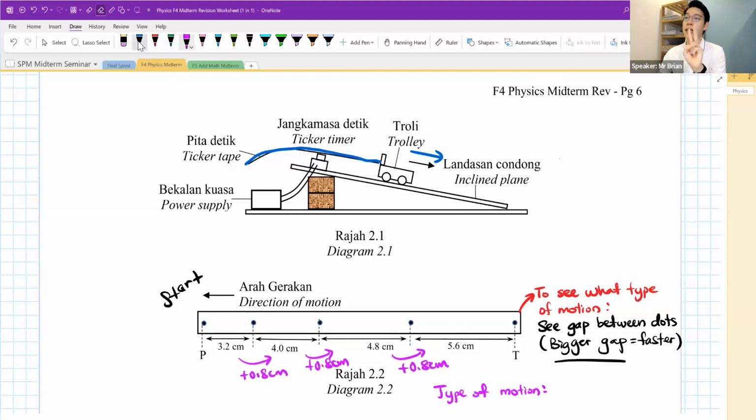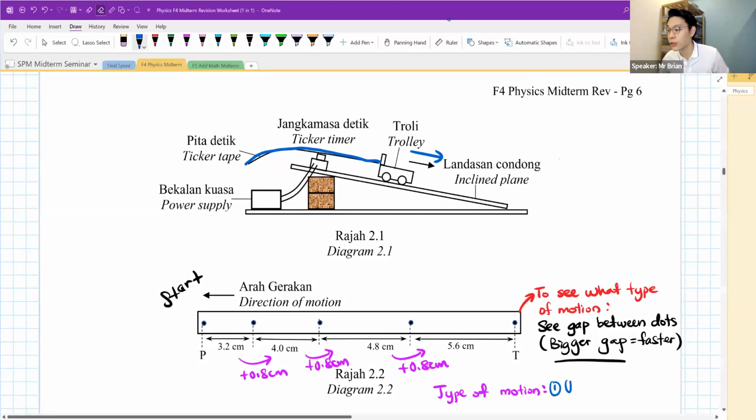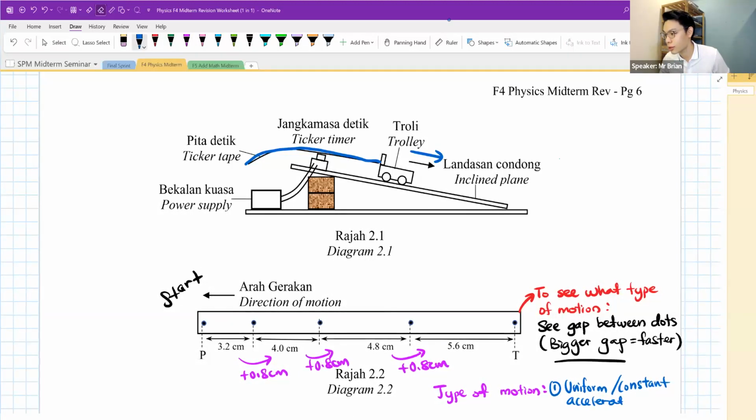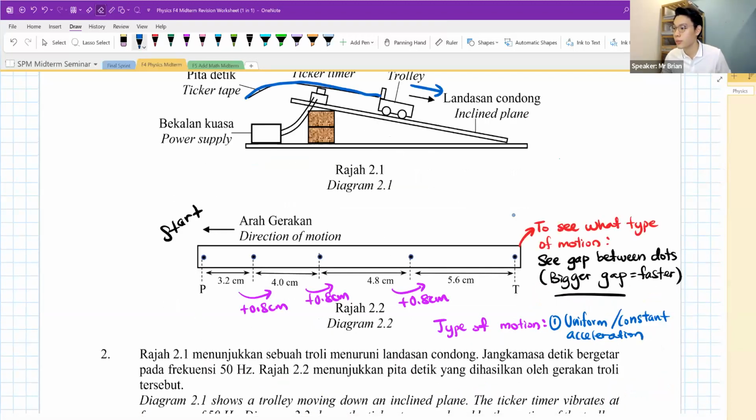There are two answers that they can accept here. Number one, a lot of people said it is uniform or constant acceleration. Number two, forward motion, cannot say forward motion. Okay, Pecutan Seragam means uniform acceleration.